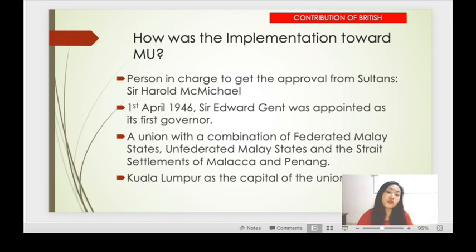Prior to World War II, British Malaya consisted of three groups of polities: the Protectorate of the Federated Malay States, five protected Unfederated Malay States, and the Crown Colony of the Straits Settlements. So on the 1st April 1946, the Malayan Union officially came into existence with Sir Edward Gent as its governor, combining the Federated Malay States, Unfederated Malay States, and the Straits Settlements of Penang and Malacca under one administration. The capital of the union was Kuala Lumpur. The former Straits Settlement of Singapore was administered as a separate crown colony.